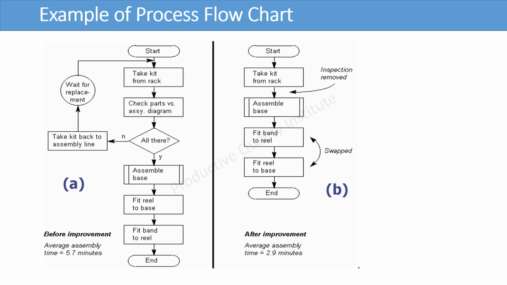Another example for process flow chart. Please notice that by analyzing the process flow chart, we can reduce the process steps from 10 steps to only 6 steps, resulting in reducing the average assembly time from 5.7 minutes to 2.9 minutes.